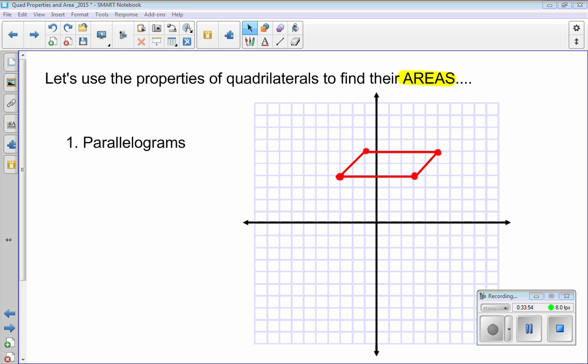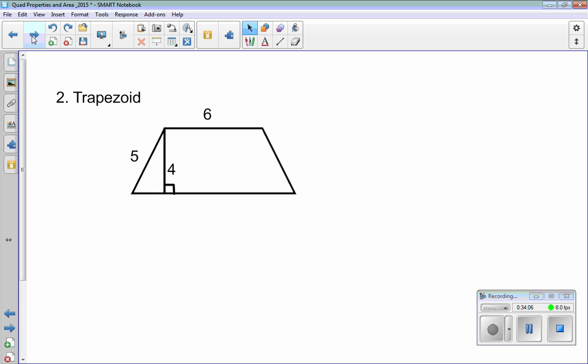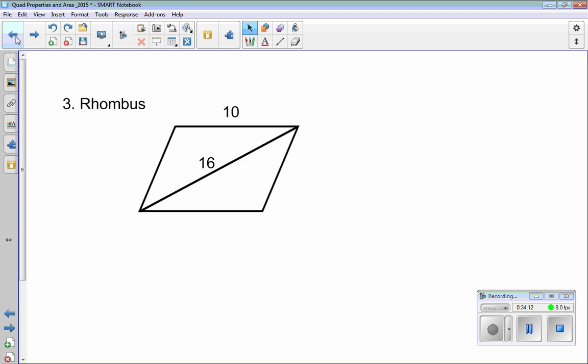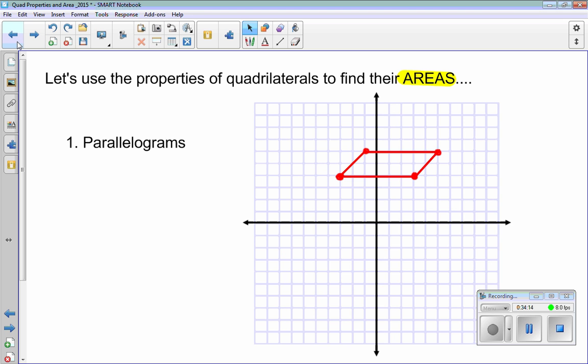So we're going to be asking, let's see how many we're going to do. So we're going to find areas of these, and I don't know time-wise whether we'll be able to solve them all the way, but at least we can get started, okay? So we're going to find the area of a parallelogram, the area of a trapezoid, the area of a rhombus, the area of a kite. So four things we're going to look at.